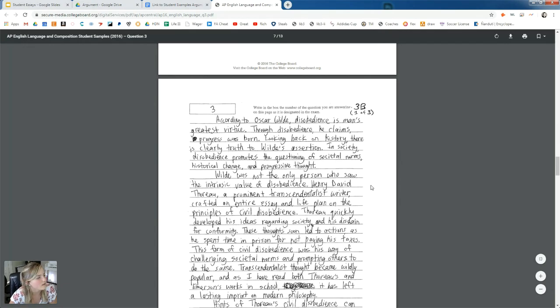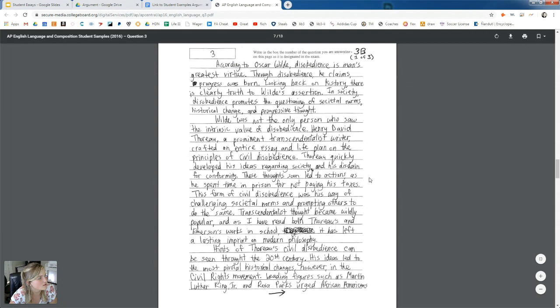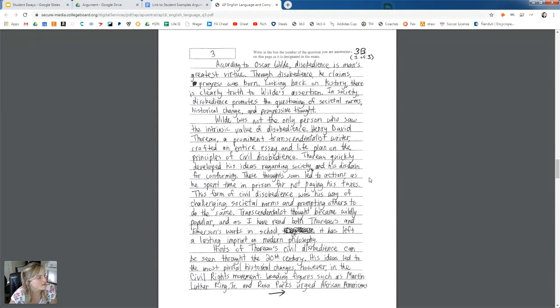Wilde was not the only person who saw the intrinsic value of disobedience. Henry David Thoreau, a prominent transcendentalist writer, crafted an entire essay in his lifetime on the principles of civil disobedience. So he's bringing in a historical example of a prominent figure, so that's something good. Thoreau quickly developed his ideas regarding society and his disdain for conformity. These thoughts soon led to actions as he spent time in prison for not paying his taxes. This form of civil disobedience was his way of challenging societal norms and prompting others to do the same.